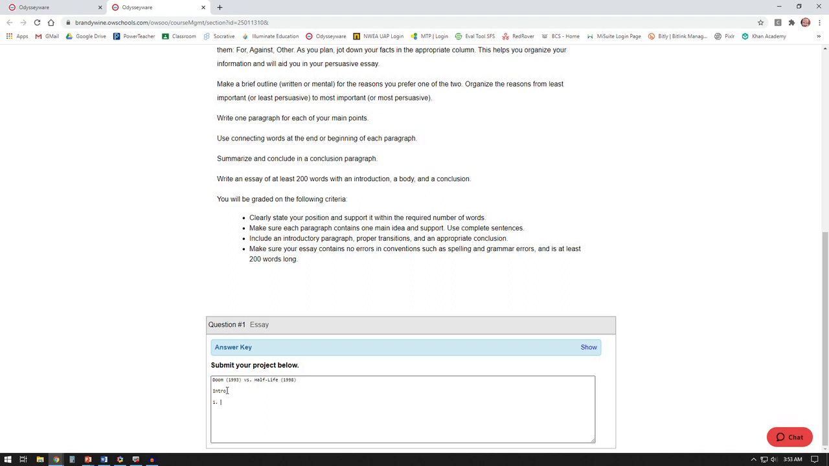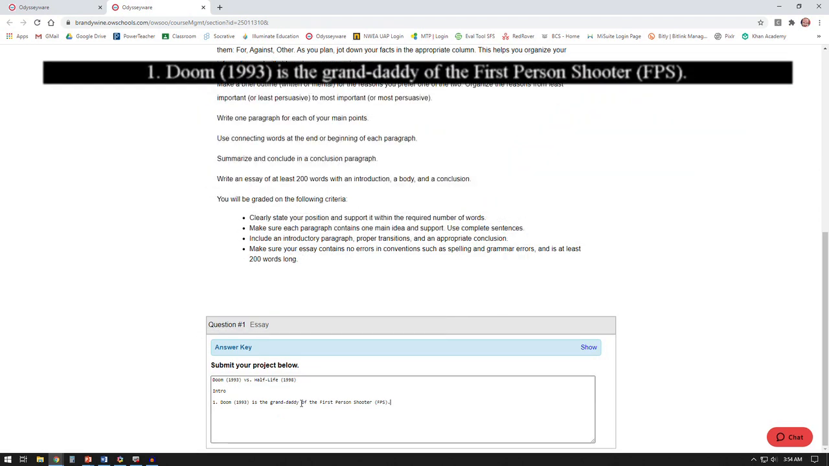So my topic sentence for Doom, the main point about Doom, is that Doom, from 1993, is the granddaddy of the FPS. Actually, I'm going to do this. Using convention, I'm going to write out what FPS means, first-person shooter, and then put it in parentheses so that as I write, I can just use FPS. I don't have to say first-person shooter every time. So there's my topic sentence. That's what I'm going to lead to with my first paragraph.